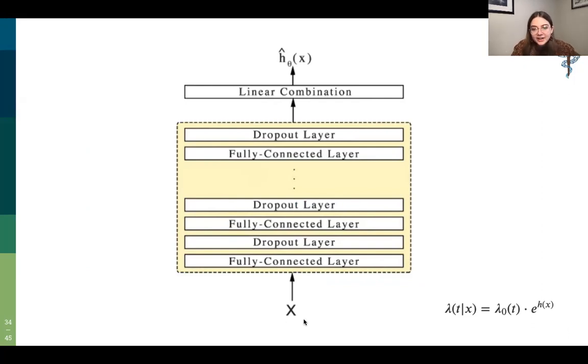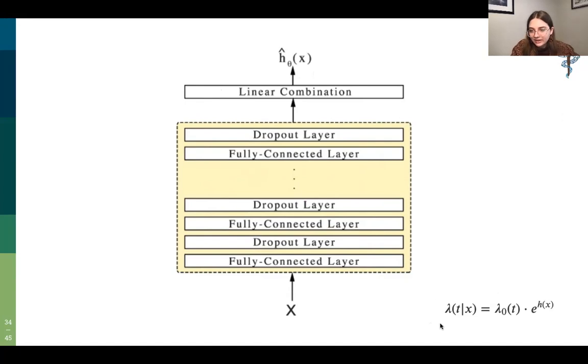So X here is a vector of the patient features. It goes into a fully connected layer, then some dropout, which is to prevent overfitting, then fully connected again. Near the end, you get a linear combination of this set of features that have gone through all of these different layers. And at the end here, it's predicting the log risk function, which is this right here, which is then used to predict some personalized treatment recommendations.